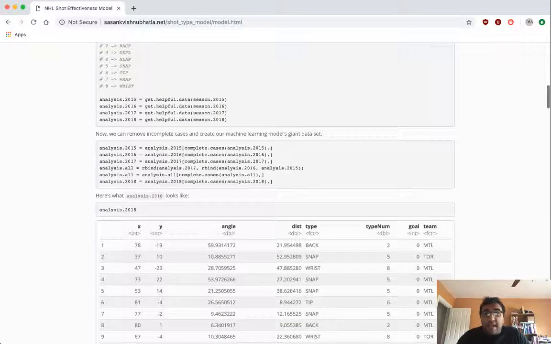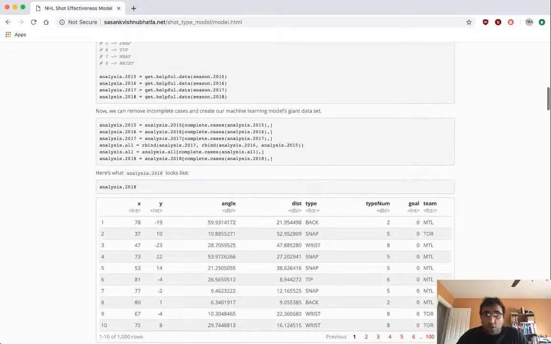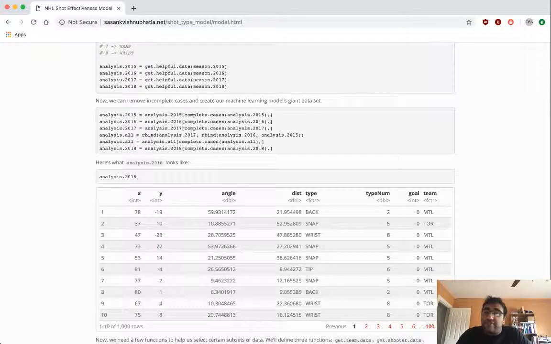And I want to see and predict how accurate this model is with current day shots from this year. So let's take a look at shots from this year actually. The first shot on goal from this season, the 2018-2019 season, was actually a backhand shot by Montreal. That was at an angle of 59.93 degrees, 21.95 feet away from the net.